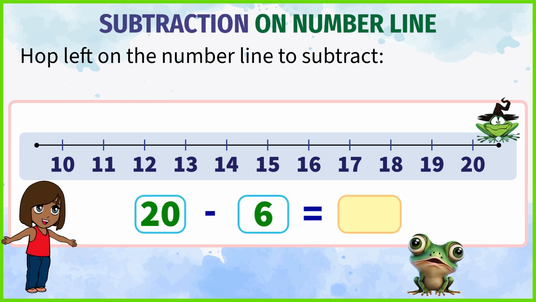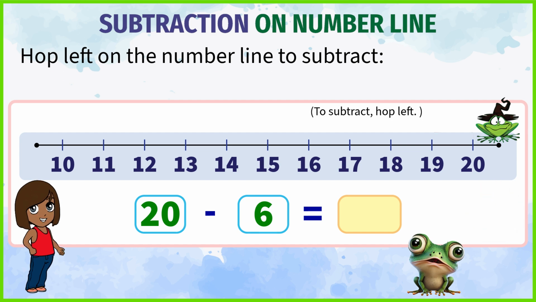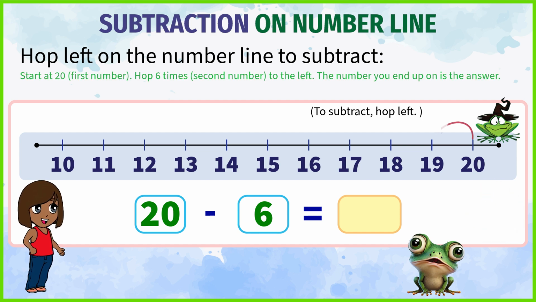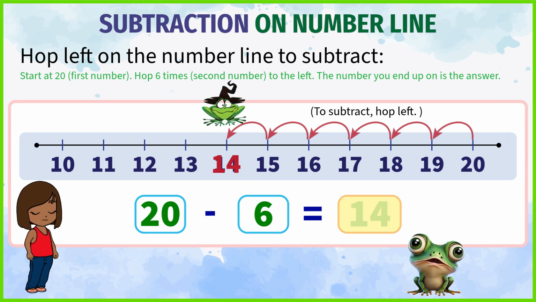Can you use the number line to subtract 20 minus 6? To subtract 6 from 20, hop 6 times to the left from 20. Remember, to subtract, we hop left. We get 14. This is how you use the number line to subtract.